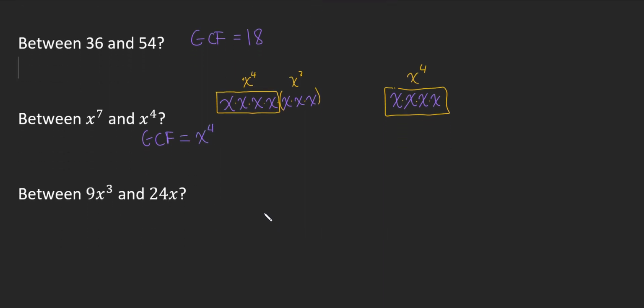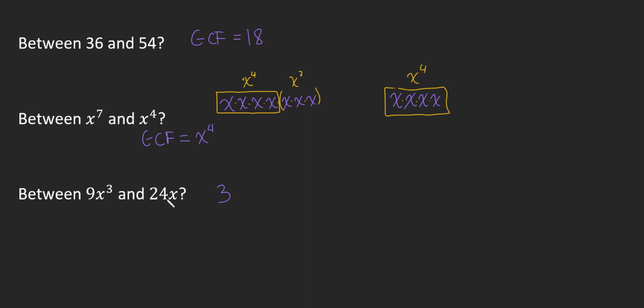Now, what about this 9x to the 3 and 24x? Well, what we're going to do is deal with the number first, the coefficient on both of these values, and then the variable. So the GCF between 9 and 24, you may have already gotten it, it's 3. 3 times 3 is 9, 3 times 8 is 24.